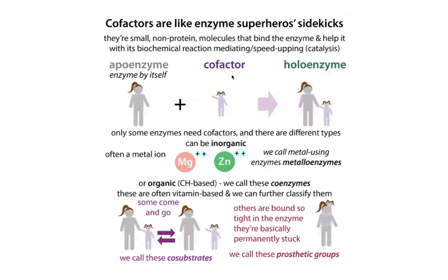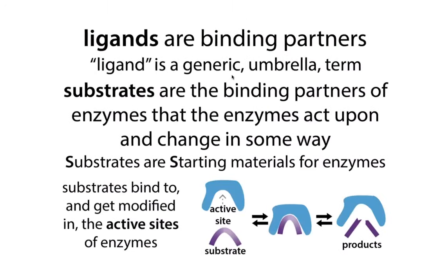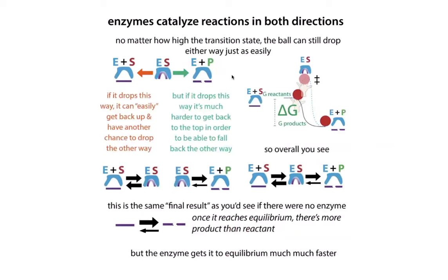Sometimes enzymes work with helpers. They have metal ions, or they have other organic groups. Remember that substrate is just the name for the thing that the enzyme binds and acts on. The substrate binds to the active site and gets changed into products. The enzyme catalyzes things in both directions, forward and backwards. It can't change the equilibrium. It can only make the reaction get there faster.